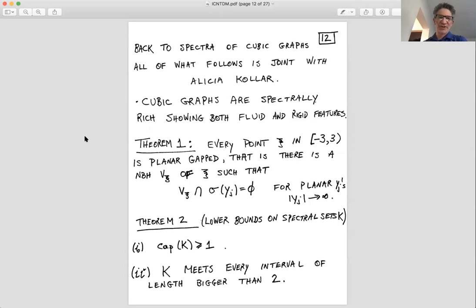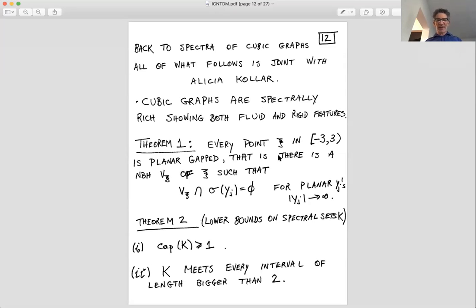And the upshot of what I'm going to tell you is that 3-regular graphs are extremely rich. They show both fluid and rigid features. So the first theorem we prove is, can you create a gap at any point? That is, given any point C in [-3, 3), of course you can't create a gap at 3, since 3 is always in the spectrum. -3, as we've seen, we can isolate it, but let's take any point in the interval, starting closed at -3 and open at 3.